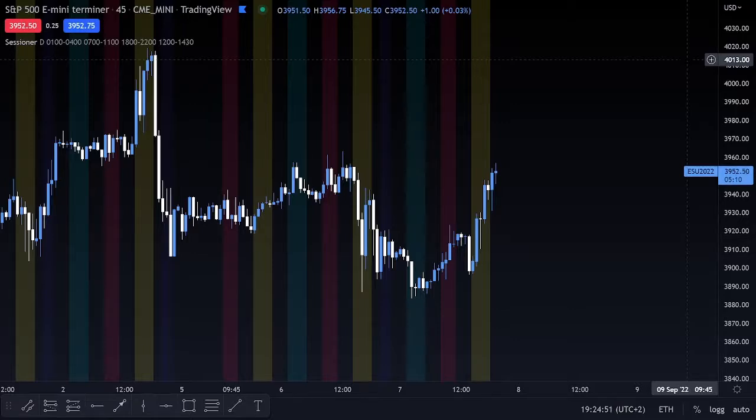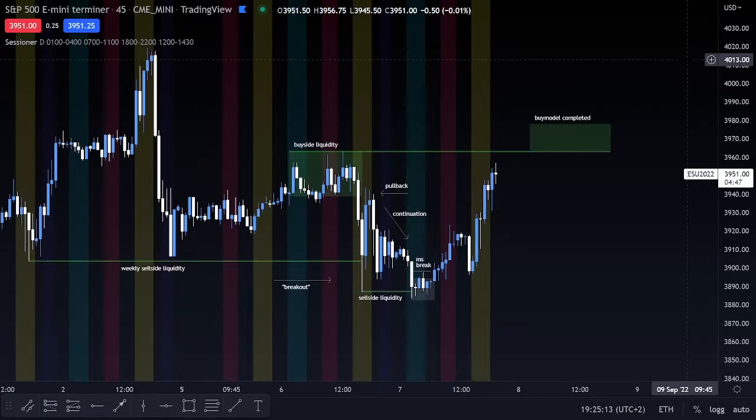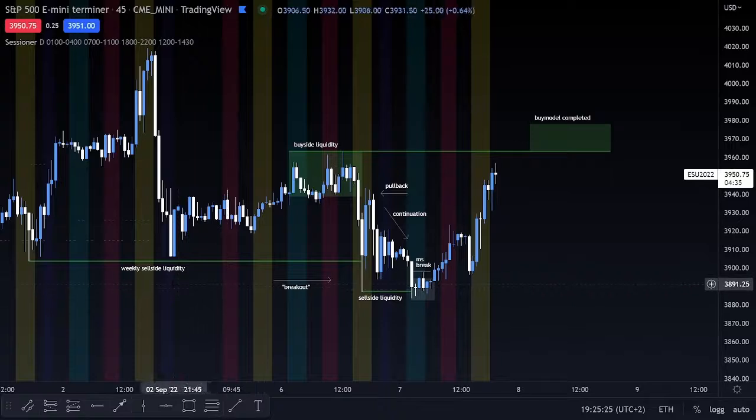So we are looking at a 45-minute chart here. Why a 45-minute? Well, nothing special about it. It just shows the market structure that I want to show you, what I see. So I had a few annotations here. Price yesterday consolidating here, high impact news breaking out on this weekly sell side pool here.